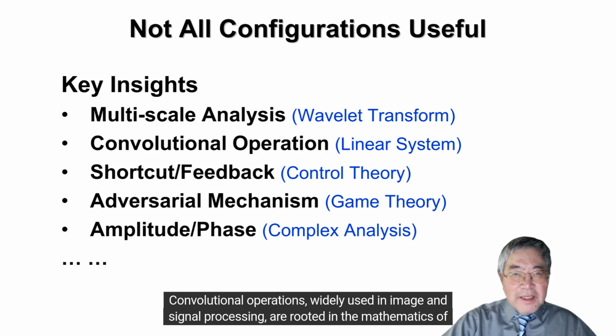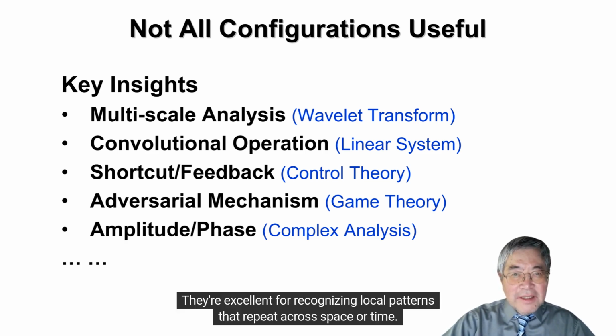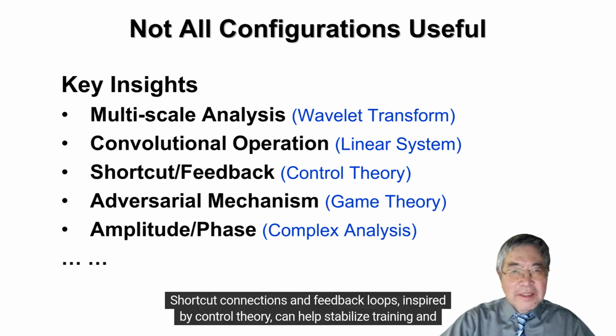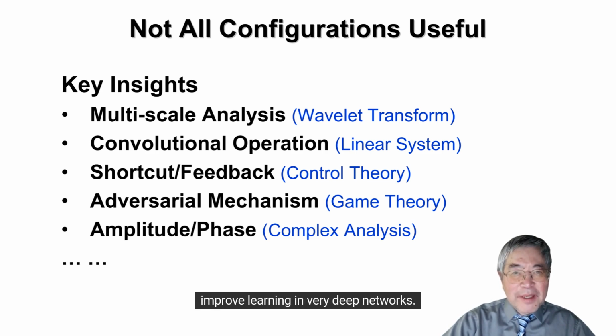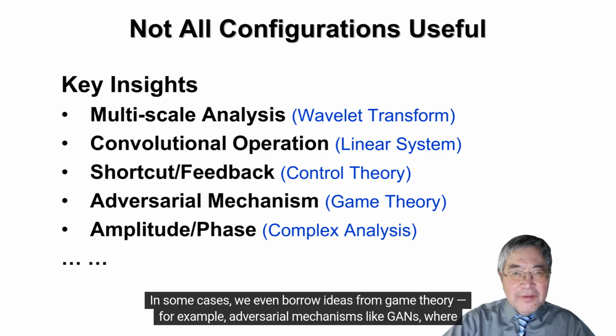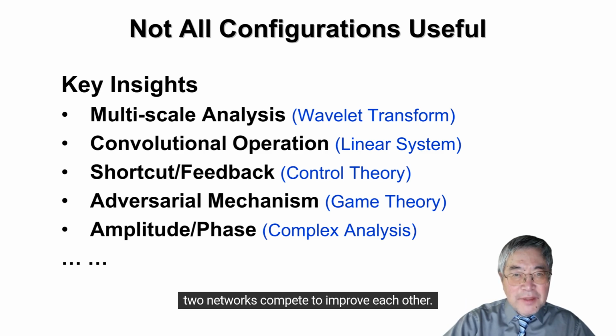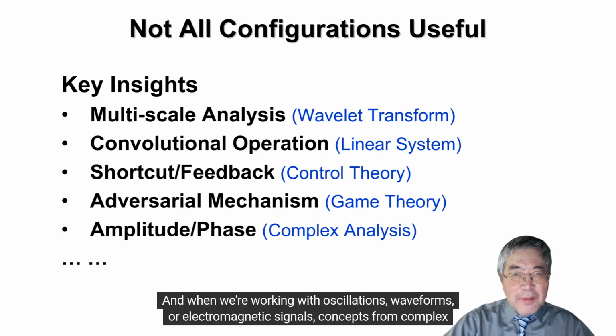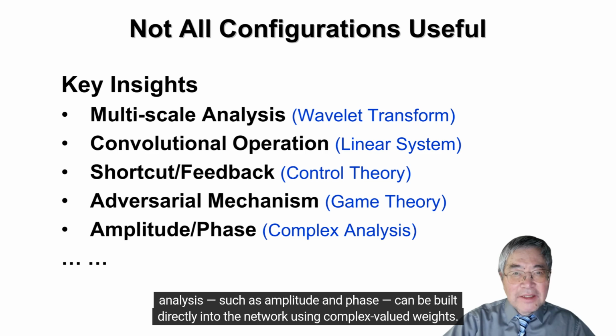Convolutional operations, widely used in image and signal processing, are rooted in the mathematics of linear systems. They're excellent for recognizing local patterns that repeat across space or time. Shortcut connections and feedback loops inspired by control theory can help stabilize training and improve learning in very deep networks. In some cases, we even borrow ideas from game theory, for example, adversarial mechanisms like GANs, where two networks compete to improve each other. And when we're working with oscillations, waveforms, or electromagnetic signals, concepts from complex analysis, such as amplitude and phase, can be built directly into the network using complex valued weights.